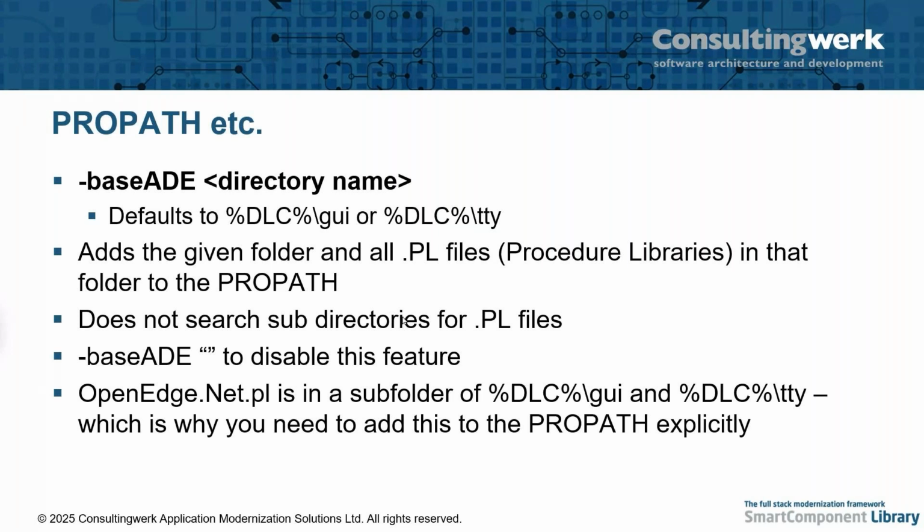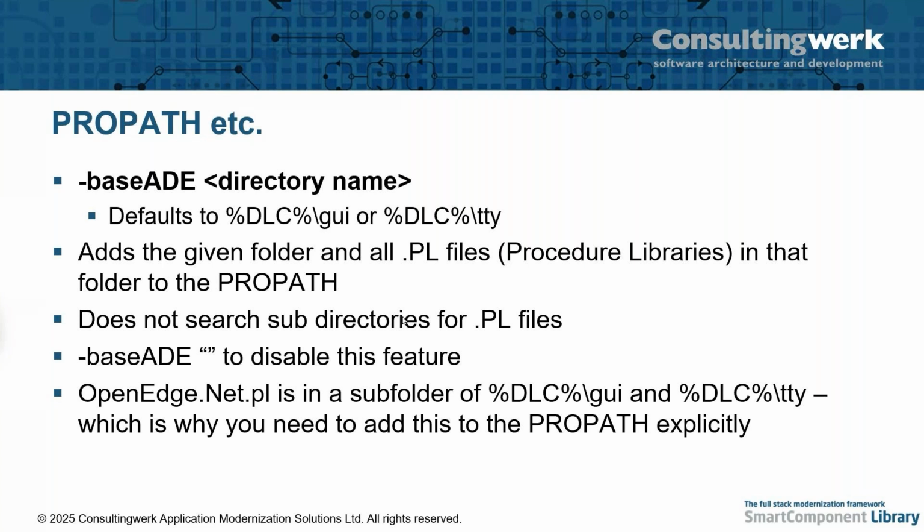look into subfolders. For me, it looks a little bit like somebody at Progress wanted to start structuring the DLC GUI folder a little better and have PLs in subfolders, and didn't realize that that has impact on base ADE not using that PL or not locating it. But you could copy the OpenEdge.net PL into a folder with all your other PLs, point base ADE to that folder, and then OpenEdge.net PL will work like any other PL or APL.